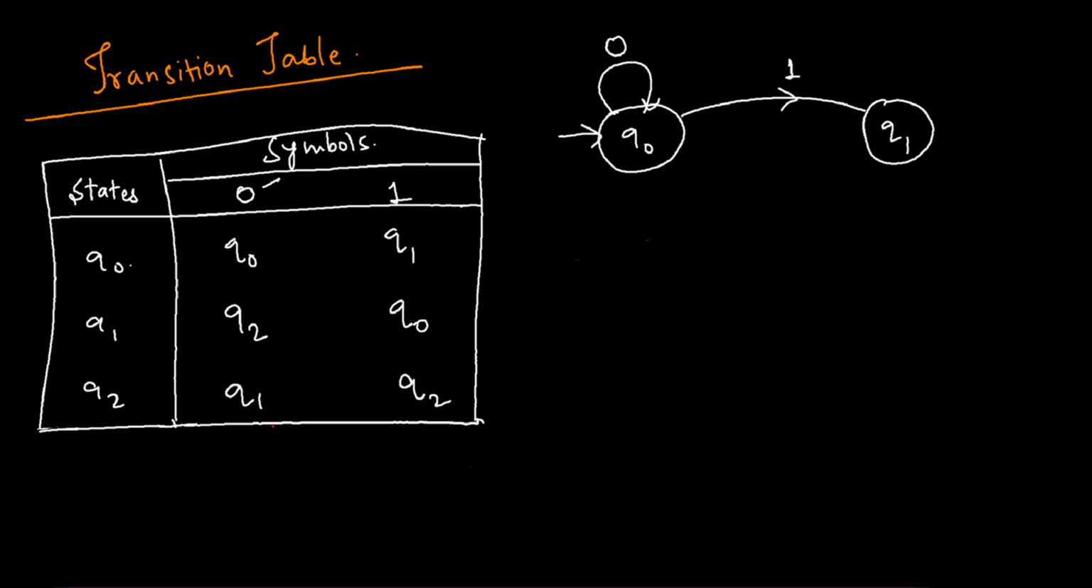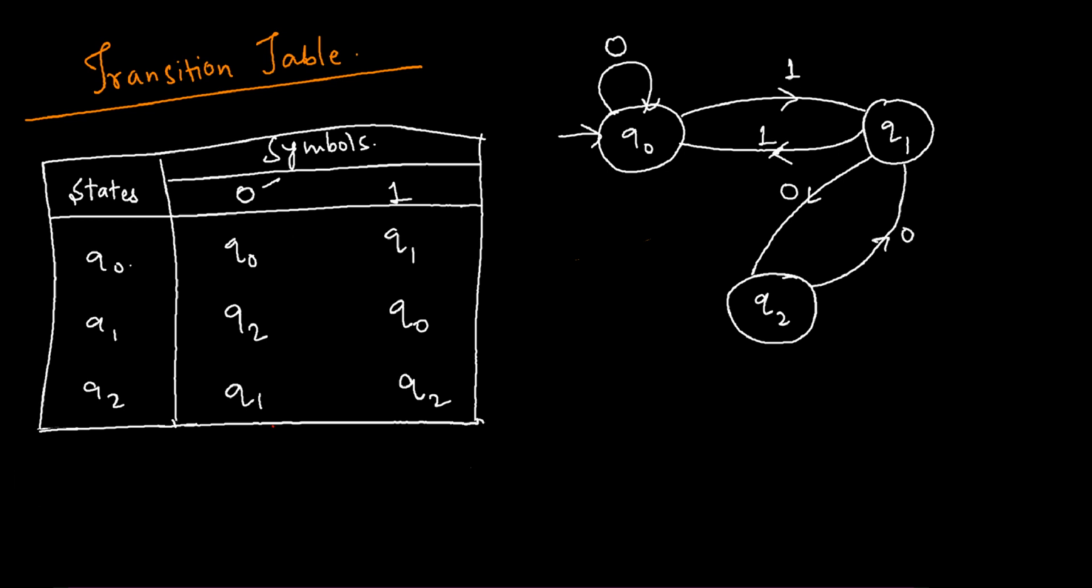Q1 on 0 goes to Q2. Q1 on 1 goes to Q0. Q2 on 0 goes to Q1. Q2 on 1 stays at Q2.